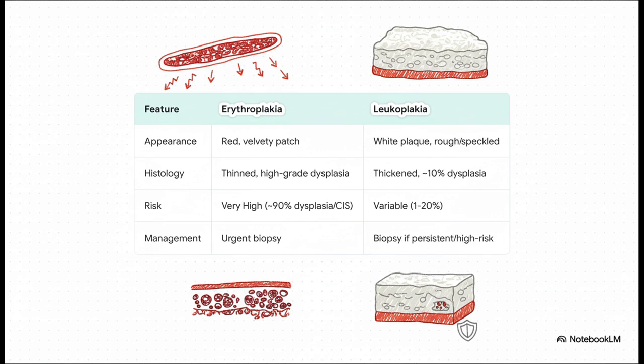This table really just lays out the stark difference in risk. For erythroplakia, the risk is incredibly high. We're talking around 90% of biopsies show serious changes. That means an urgent biopsy is mandatory, every single time. Leukoplakia, on the other hand, has a more variable risk. A biopsy is still the way to go, but it becomes absolutely critical if the lesion won't go away, looks irregular, or is in a known high-risk spot.